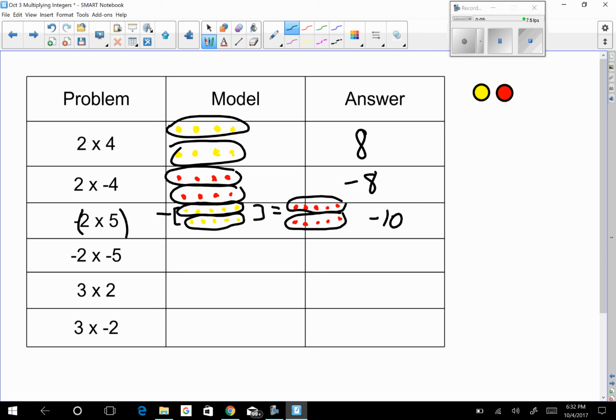Now we go on to this one here. The opposite of 2 groups of negative 5. So what is the opposite of 2 groups of negative 5? Draw our picture, the opposite of, and we want 2 groups of negative 5. So we need 5 negatives. We need 2 groups of that.